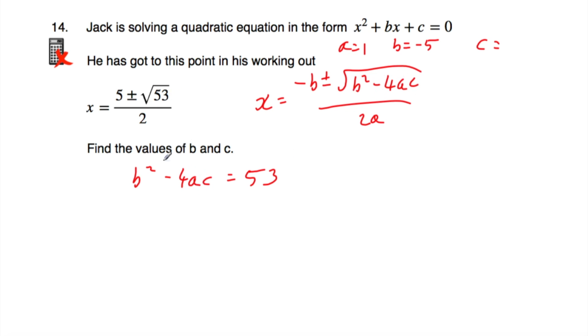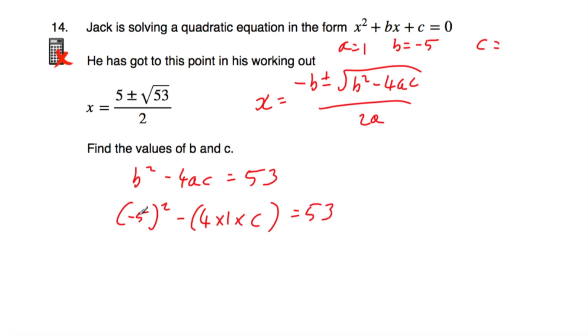So we know the value for b is equal to minus 5. We know the value for a, so we can then find the value for c. So let's substitute in the values for a and b and see what we get. So we've got b squared. B is equal to minus 5, so it's going to be minus 5 squared minus, and then in brackets 4 times a, which is 1, times c. And that's equal to 53.